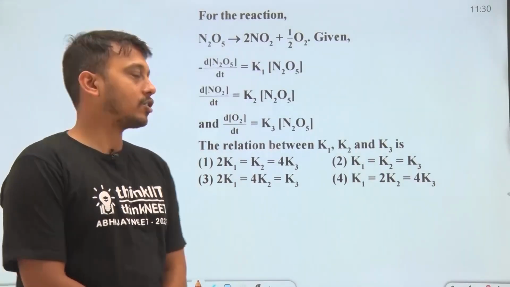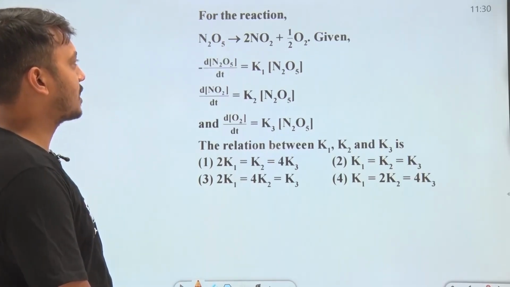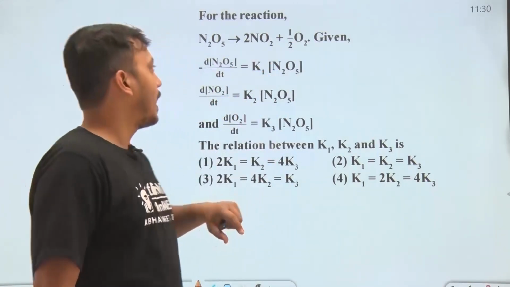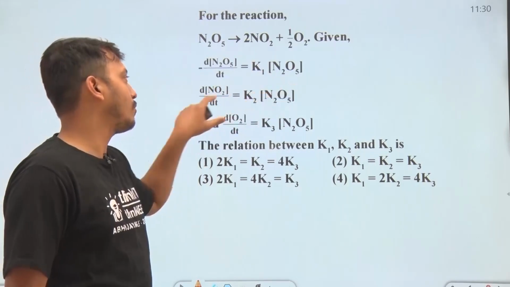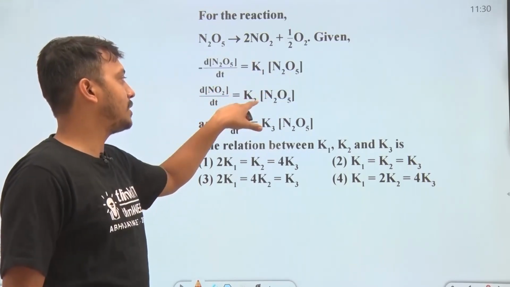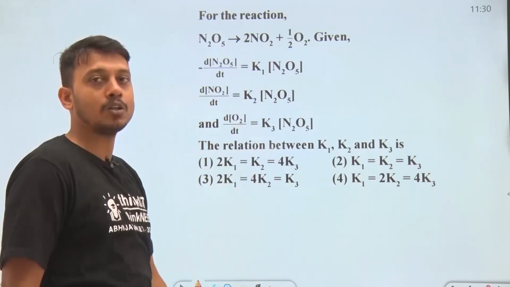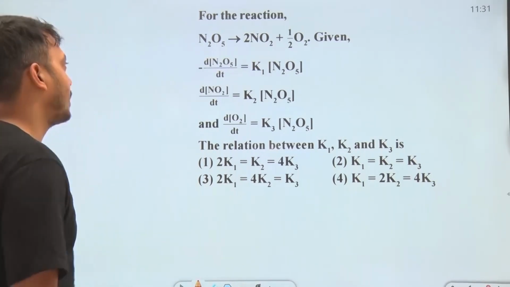So students, the next question is from chemical kinetics. The question is, for the reaction N2O5 gives 2NO2 plus half of O2, the given things are minus dN2O5 upon dt equals K1 N2O5, dNO2 by dt equals K2 N2O5, and dO2 by dt equals K3 N2O5, and we have to find out the relation between K1, K2 and K3.